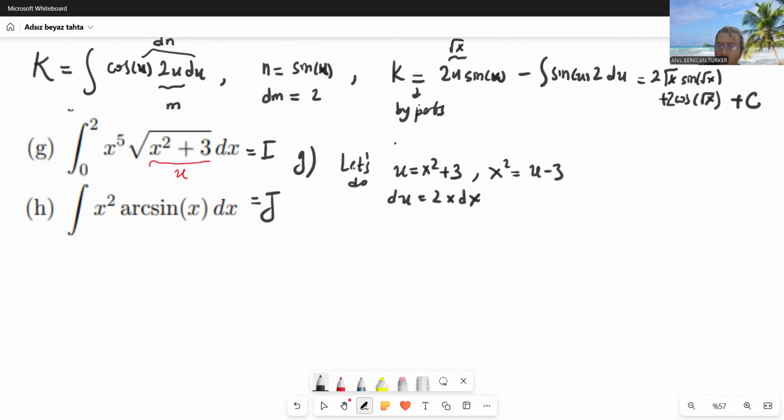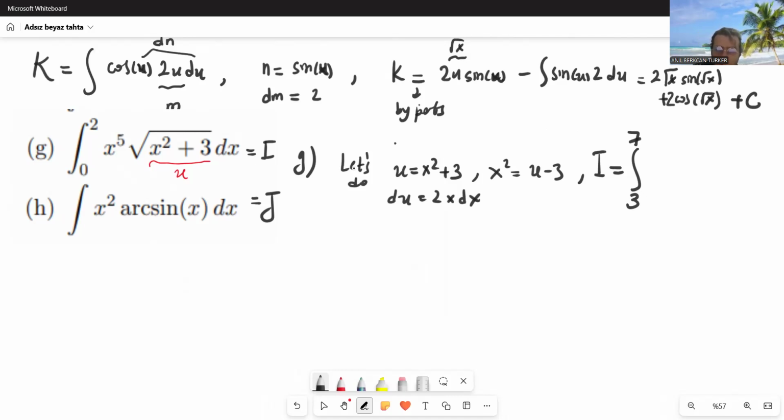Okay. So u becomes some boundary. When you apply this substitution, what happens? When x is 0, then u becomes 3. When x is 2, u becomes 7. Okay, 4 plus 3.